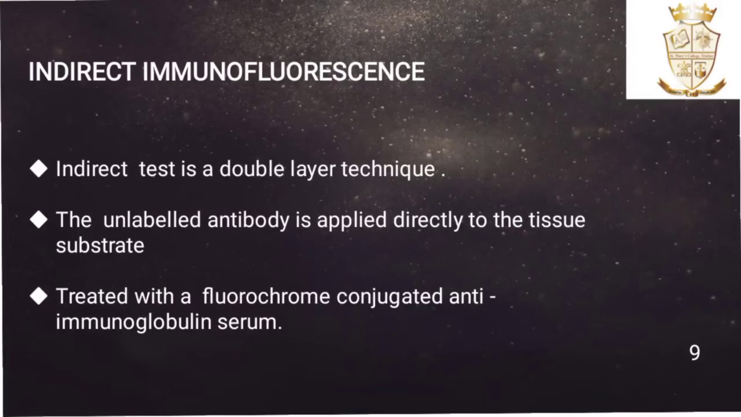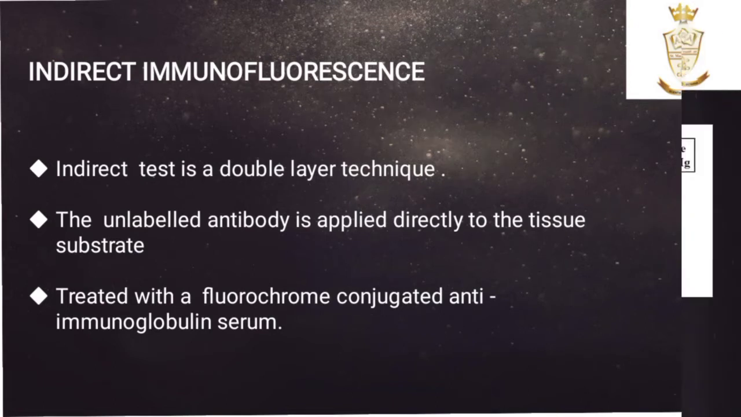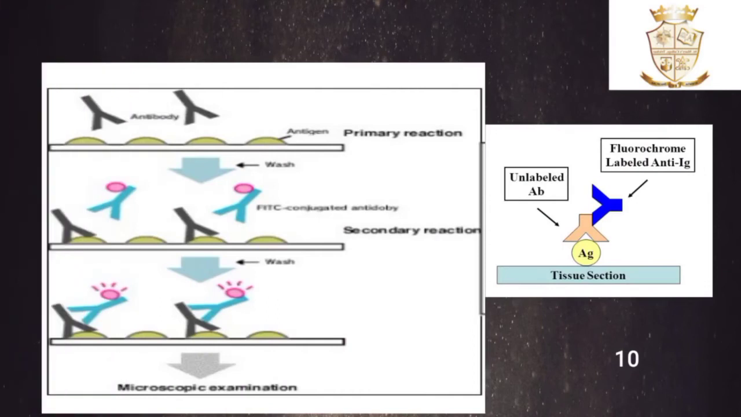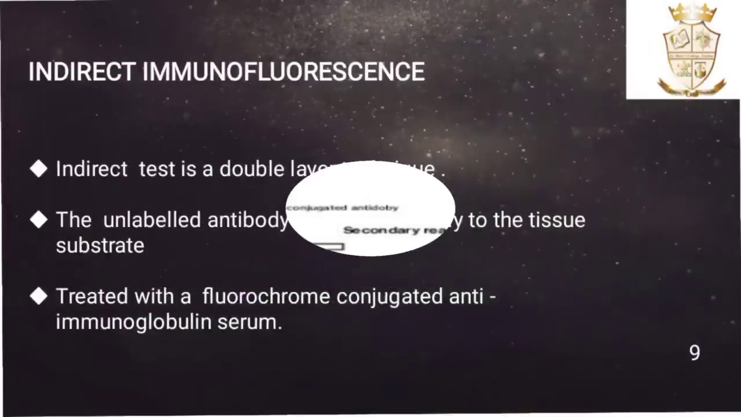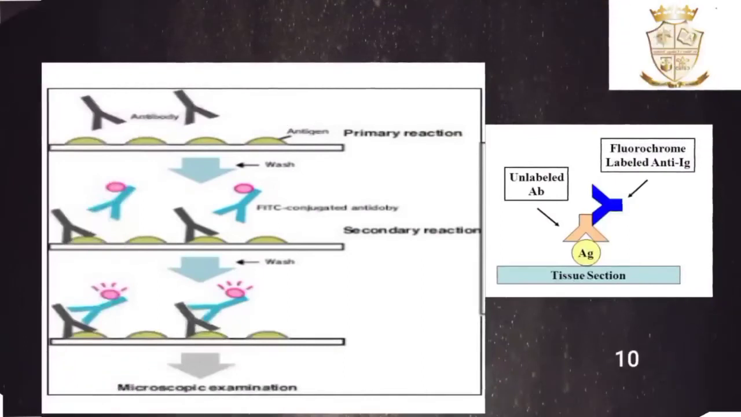Another one is indirect immunofluorescence. Indirect test is a double layer technique. The unlabeled antibody is applied directly to the tissue substrate, then treated with a fluorochrome conjugated anti-immunoglobulin serum. That is indirect immunofluorescence. This is the picture of indirect immunofluorescence. We can see the unlabeled antibody. The blue color is the fluorochrome labeled antibody.